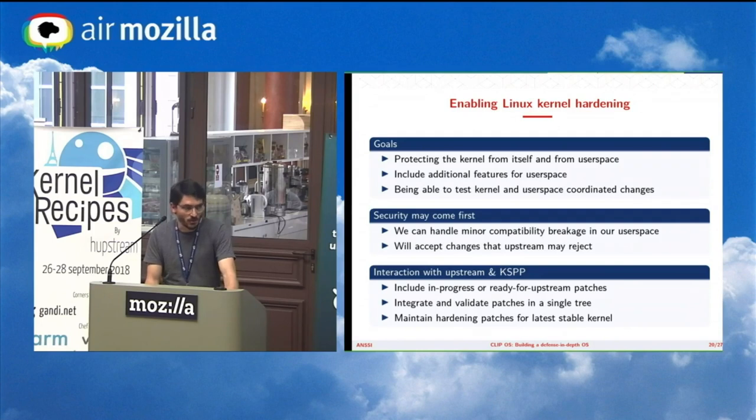Finally, we are not alone, of course. We know that there are already existing projects in the upstream communities to work on kernel self-protection, for example, like KSPP, and we will interact with upstream. One of the ways we will do it, of course, we're open source, is to take current submitted patches for inclusion in the upstream communities, either in progress or ready for upstream, and merge them in our kernel. The goal here is to integrate them to make sure they work well together and to validate the changes.